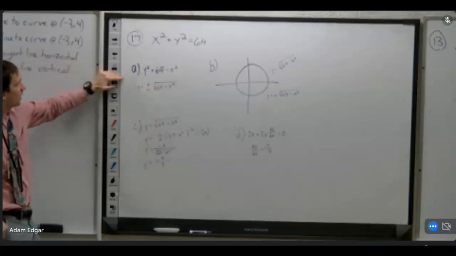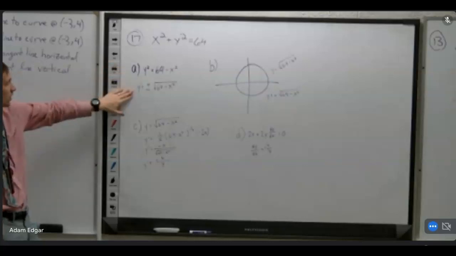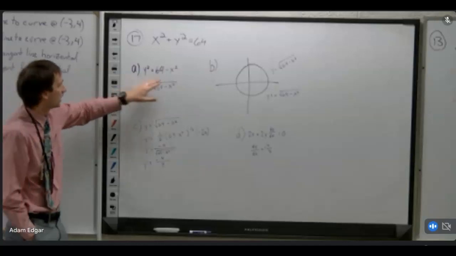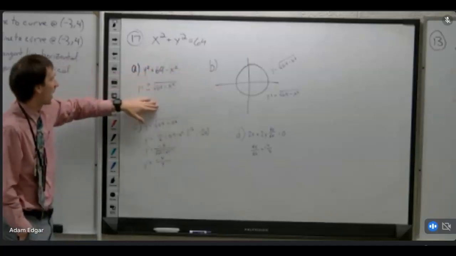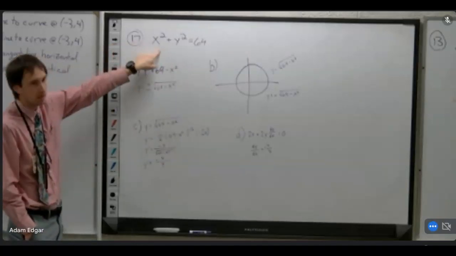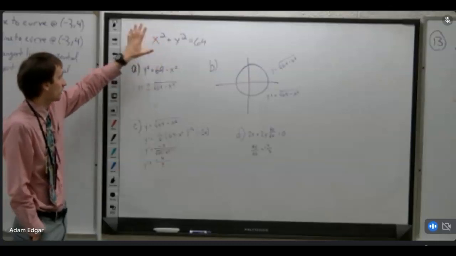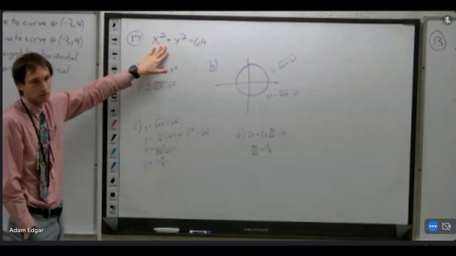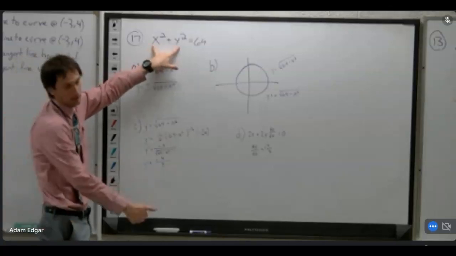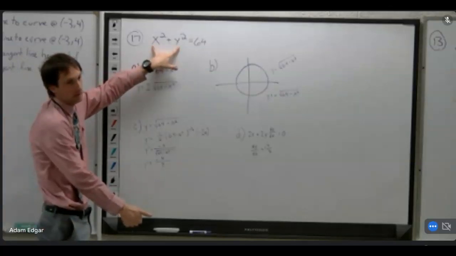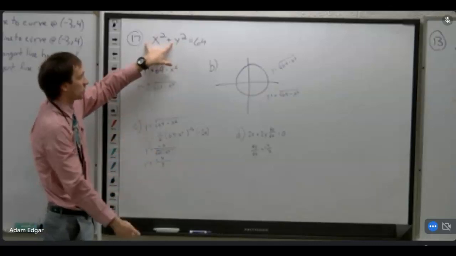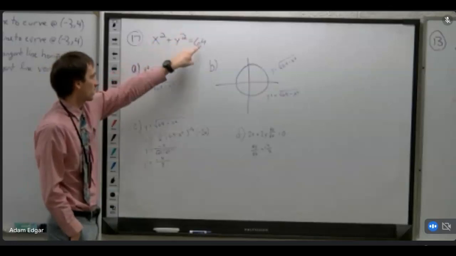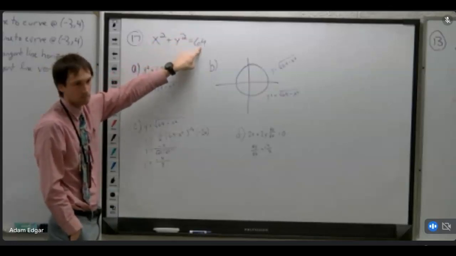Rewrite it in explicit form, it looks like this. And then in part B, I don't know which of these is easy to graph, but what shape does that make? Circle. From the original equation, how can you tell that's a circle? They're both squared and their coefficients are exactly the same. So we know it's a circle and the radius is 8.